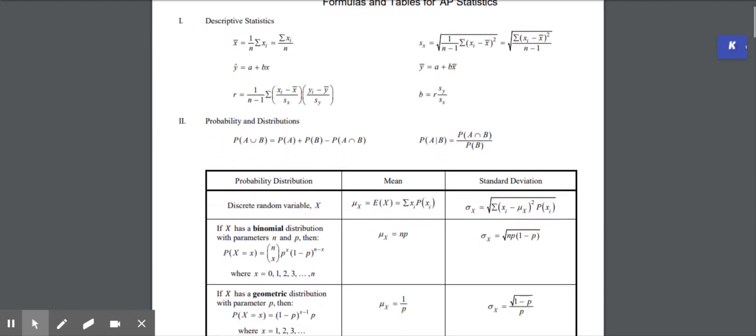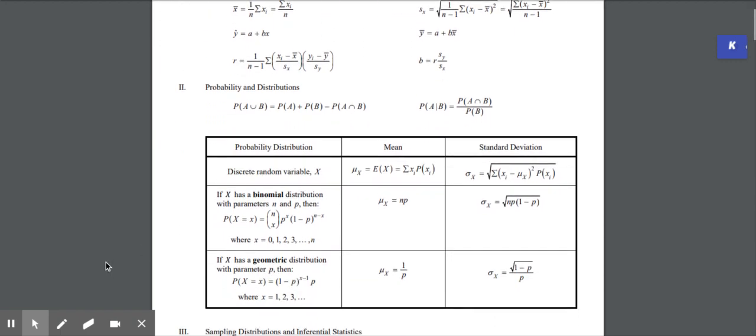So out of all these formulas here, traditionally on past exams, the only one that was really useful was b equals r times s sub y over s sub x. This one has never really been used on an exam, and this one probably will not be used on this particular exam since linear regression probably will not be a main focus on the two questions.